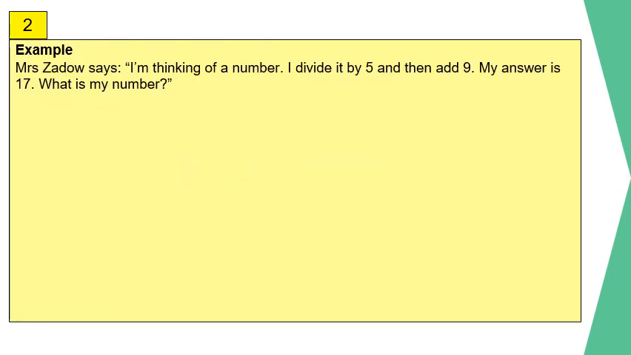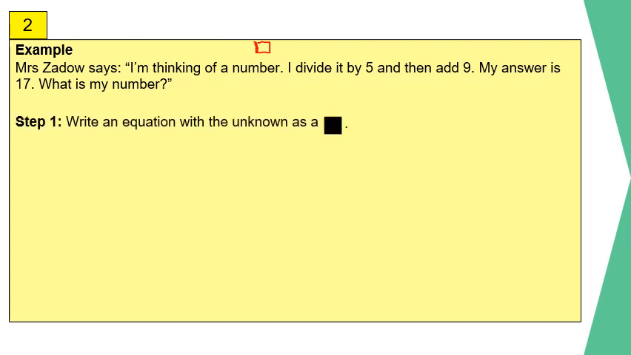Let's look at one more example. Mrs. Zato says, I'm thinking of a number. That's going to be our black square. We don't know what the number is yet. I divide it by 5 and then add 9. My answer is 17. What is my number?